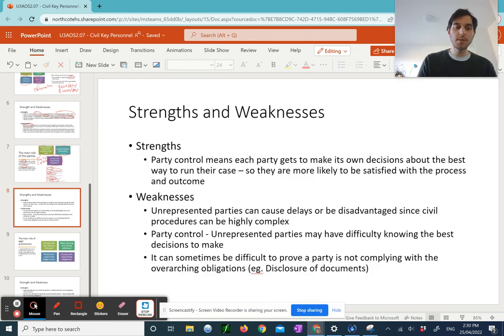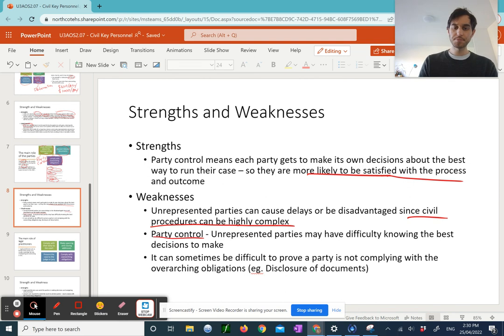So some strengths and weaknesses of the parties. Well, first of all, party control means that each party gets to make their own decisions about the best way to run their case, which means they're more likely to be satisfied with the process and hopefully with the outcome because they're in control of it for the most part. On the other hand, some weaknesses of that is that unrepresented parties can cause delays or be disadvantaged, since the civil trial process and the pre-trial procedures and all that can be very highly complex, and they may not know what to do by themselves.